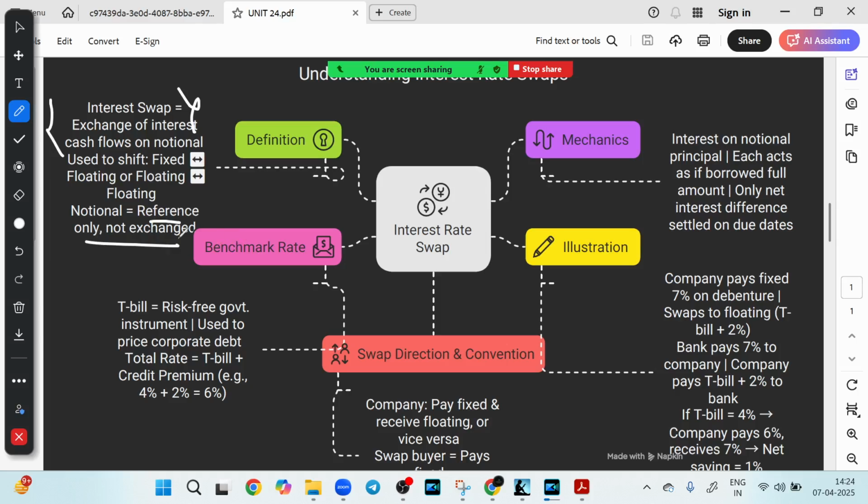Now, friends, let's look at the financial benchmarks and interest rate swap. Very, very important. In the world of finance, benchmarks are the heartbeat of the interest rate swap. They help determine how much interest is paid or received and by whom. Let's break this down beautifully.